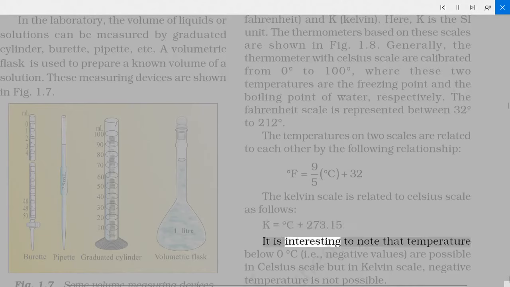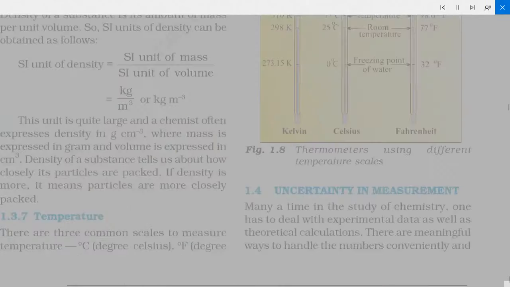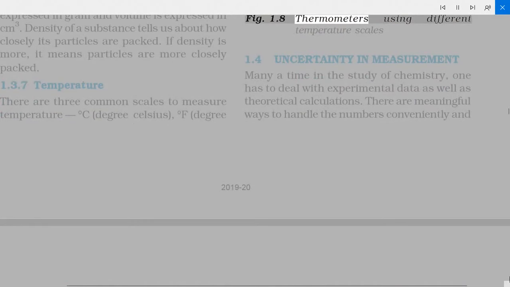It is interesting to note that temperatures below 0 degrees C, i.e., negative values, are possible in Celsius scale, but in Kelvin scale, negative temperature is not possible. Fig. 1.8 Thermometers using different temperature scales.